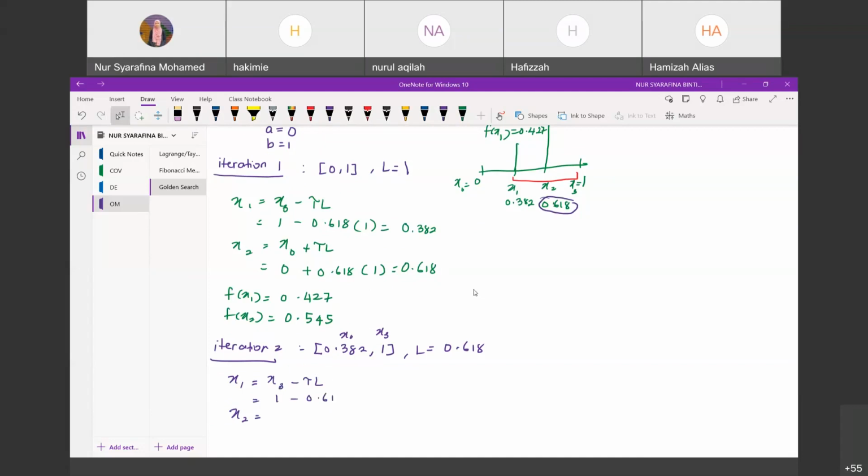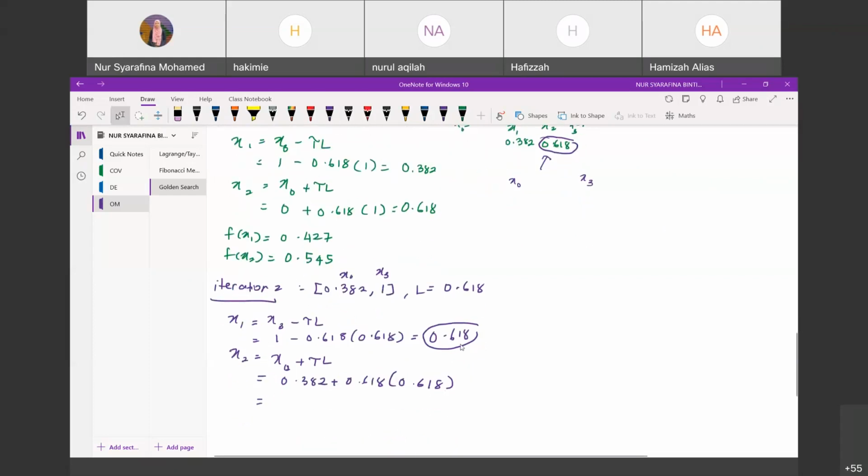1 minus 0.618 times 0.618. So you will get the same value, right? Yes, same value. So actually, this x1 comes from this. Since this is your new x0 and this is your new x3, this is your x1. And x2, again, x2 equals x0 plus tau L. Just substitute the value there. x0 is 0.382 plus 0.618 times 0.618. Then you get your new x2. Anyone want to figure out this value, which gives you here 0.7?